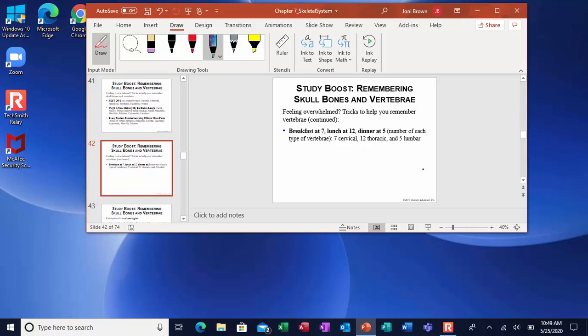Now for the vertebrae, there are some tricks. You have breakfast at 7, and that's the first part of the day or the first part of the vertebrae. You have 7 cervical. You have lunch at 12. You have 12 thoracic, and lunch comes after breakfast. And for dinner, you have 5 lumbar, and dinner is the last meal of the day. So at the top of the vertebral column, you've got cervical, then in the middle of the day, thoracic, and then lumbar is at the end of the day.